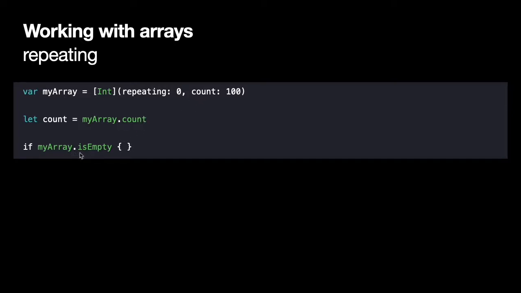Here we use the isEmpty computed property on myArray. If myArray is empty, then we will execute this code. However, myArray has 100 elements, so myArray is not empty, so this will return false. The isEmpty returns a Boolean, so it is always either true or false, as you would expect.